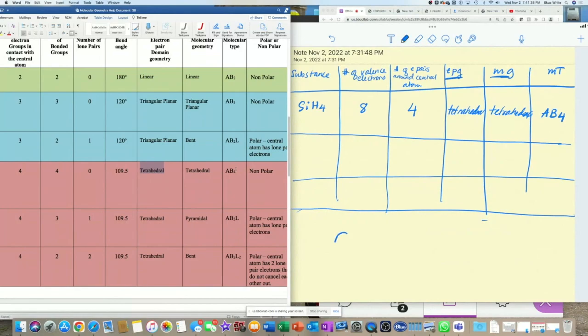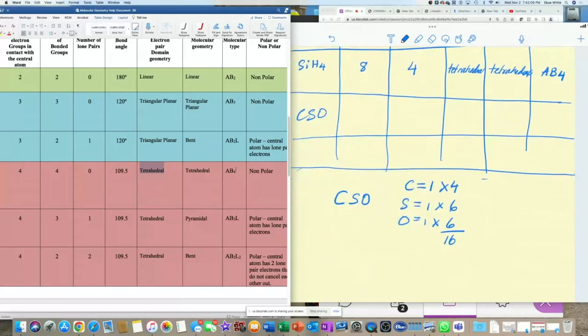Let me do CSO. Okay, so CSO will be our second one. With CSO, based on what we have here, let me see. Carbon, I have one carbon in the structure, one sulfur, and one oxygen. So one of each, right? Carbon brings in 4 electrons, sulfur brings in 6 electrons, oxygen brings in 6 electrons. So we're working with 16 electrons total.